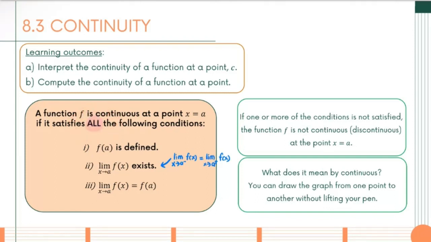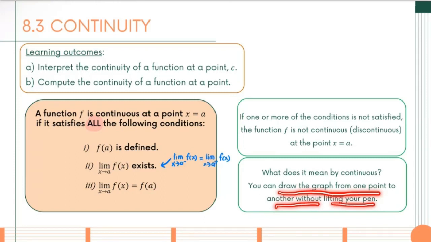All. Okay, so kat sini, if one or more of the conditions is not satisfied, satu atau lebih, asalkan satu lah, the function is not continuous ataupun kita akan kata dia discontinuous at point x equals to a. Okay, so what does it mean by continuous? Apakah ini continuous? Okay, ada kelas yang saya dah pernah beritahu. Continuous is actually you can draw the graph from one point to another point without lifting your pen.